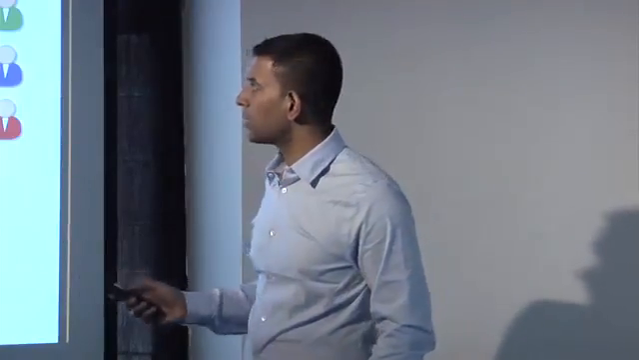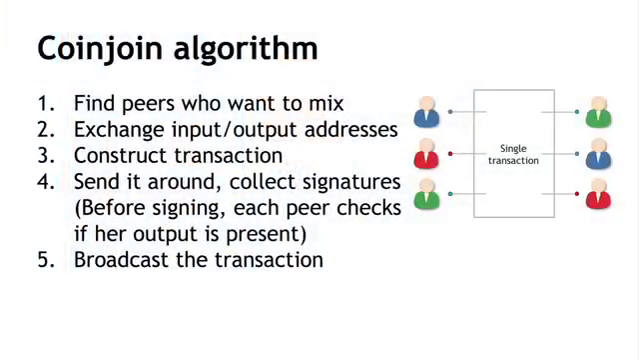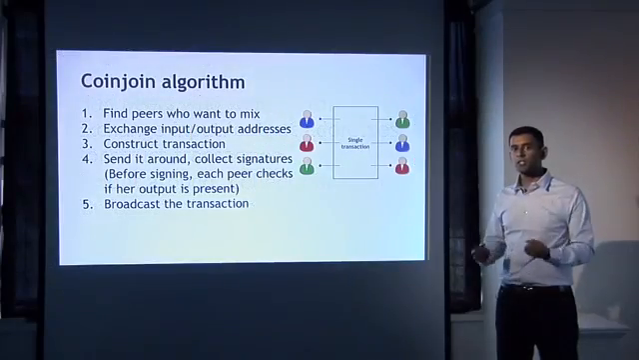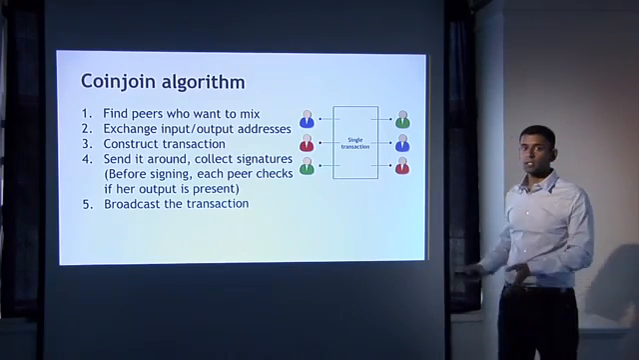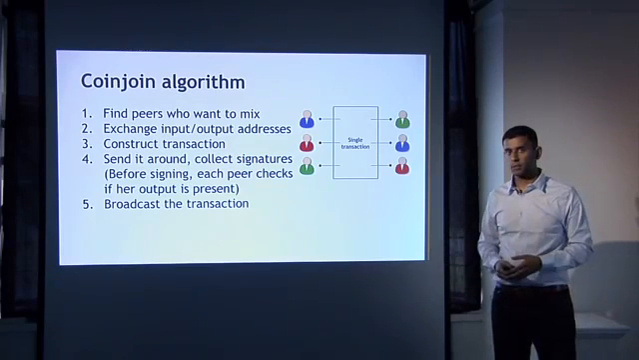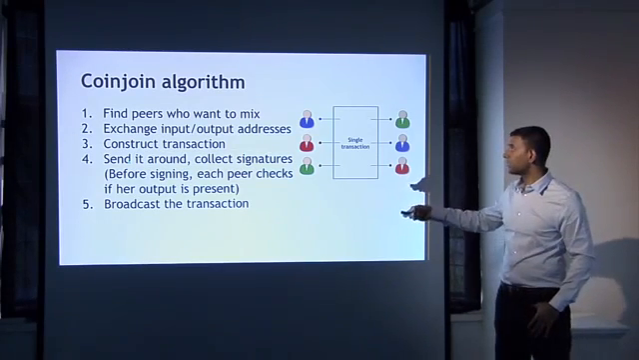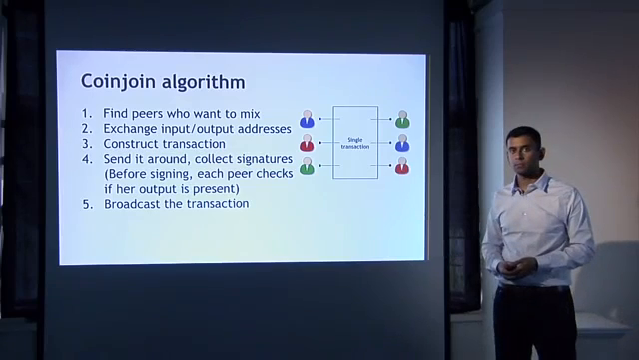Okay, but let's look into this single transaction though. Exactly how would this work? There are a lot of details that are still not clear. So let's look at this in algorithmic form. If we write it out like this, what needs to happen is that a group of peers who all want to mix somehow need to find each other. That's the first difficulty. And then they have to exchange their input and output addresses with each other. And one of these users, it doesn't matter who, will construct this transaction. Not yet a signed transaction, but just the transaction that corresponds to these different inputs going to these different outputs. And then they'll pass it around to collect signatures from each of the peers.